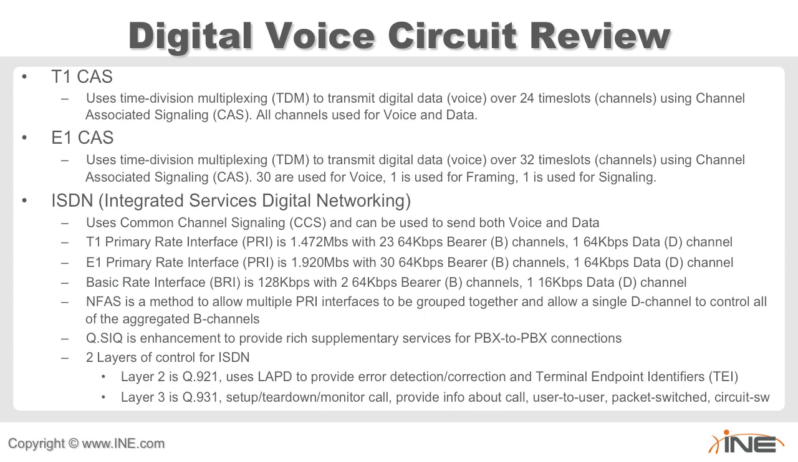Then we have a basic rate interface, or BRI, and this has 128 kilobits per second using 2 64 kilobit per second bearer channels for the voice or data, and 1 16 kilobit per second data channel, or D channel, not like a PRI where it has a 64 kilobit data channel. So the bearer channels are always 64 kilobits per second, and the D channel is 64 in a PRI, T1 or E1, but in a BRI it's 16.